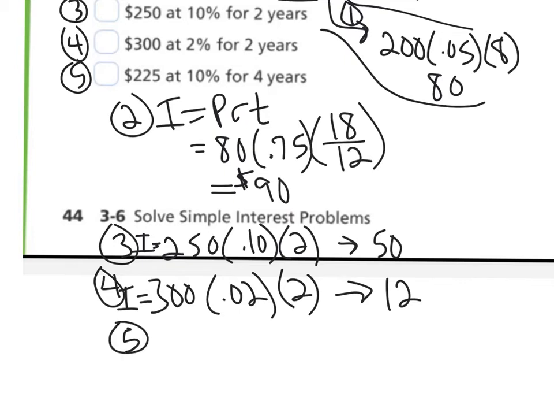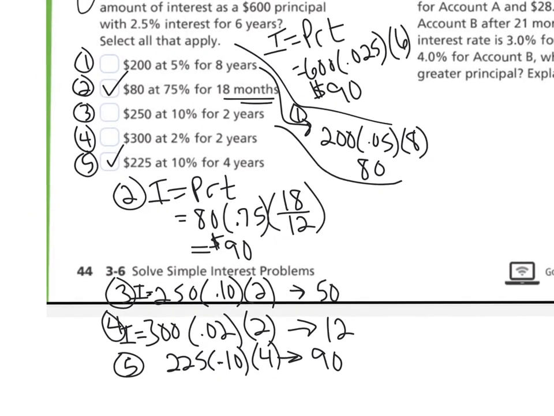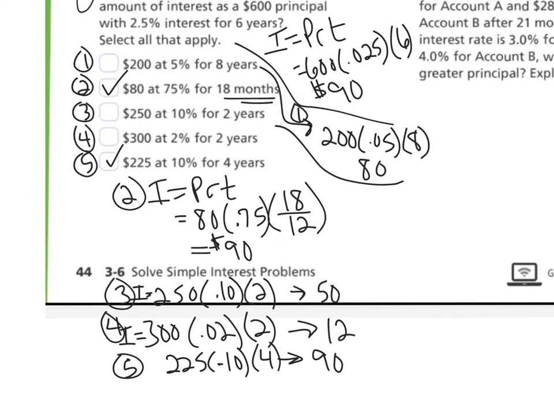And the last one, we've got $225, 10% for 4 years. And that would come out as 90. So that one actually works as well. So it looks like our second and fifth options would be the ones that would work for that problem.